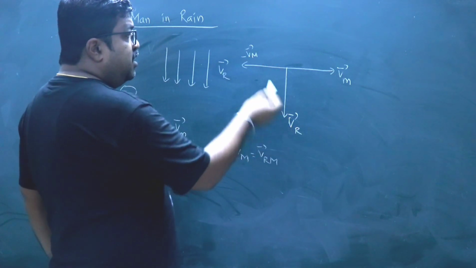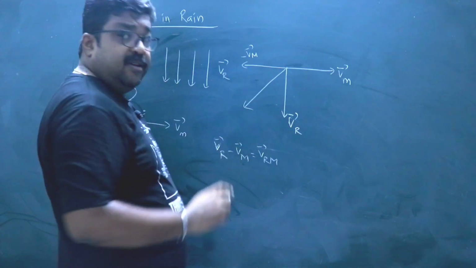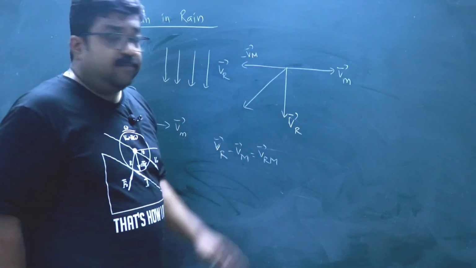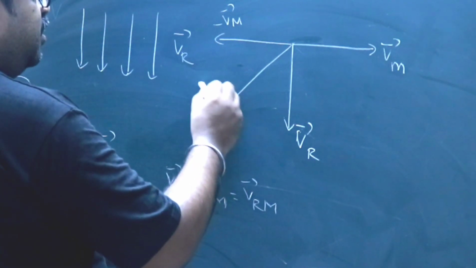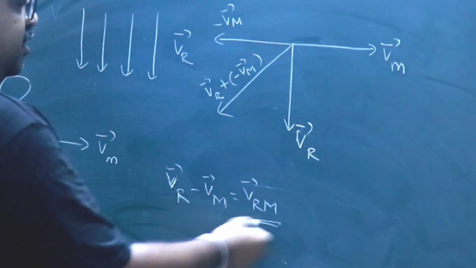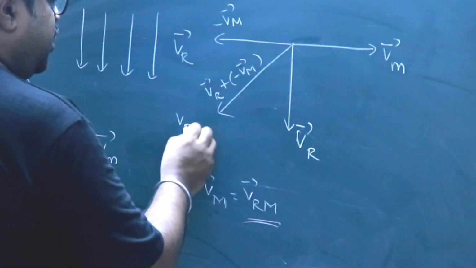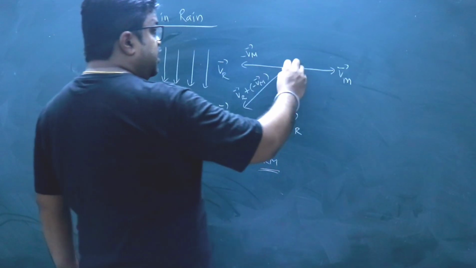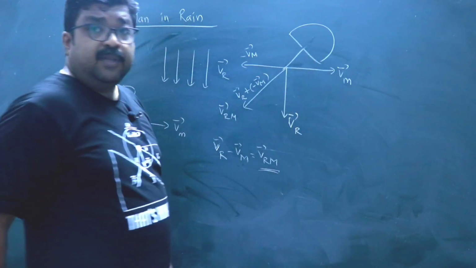Now this is Vr, this is minus Vm. So the resultant of these two quantities will be in this direction. So basically we are adding. In subtraction also we are adding, by taking the opposite direction. This is Vm, so this is minus Vm, and now this is Vr plus minus Vm, which is nothing but Vr minus Vm, equal to Vrm. So this vector represents Vrm, the velocity of rain with respect to man. That means this is the direction in which the man needs to hold the umbrella.